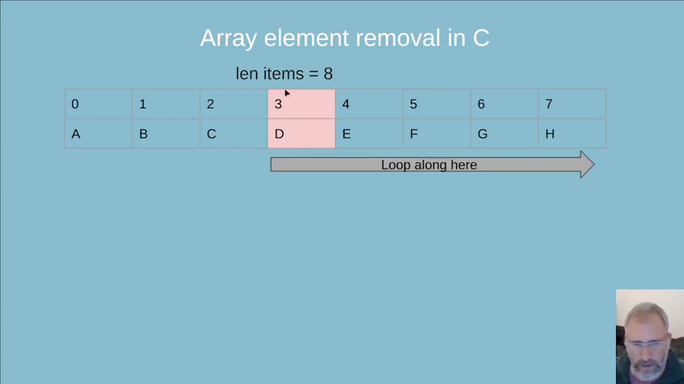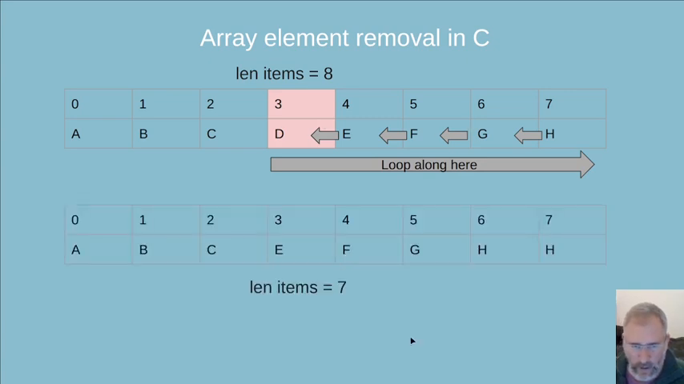Well, we start here from item 3, which is the item we want to delete, and we loop our way along. As we're looping along, we take the item. So if we loop for the number 3, we find out what is at index 3 plus 1, which is index 4, and we move that into here. Then we do the next one, we move F into here, and then the next one, we move G into here, and then the next one, H into here, each time copying it left along there. So you end up with something that looks like this.